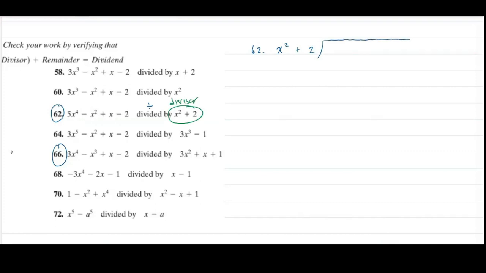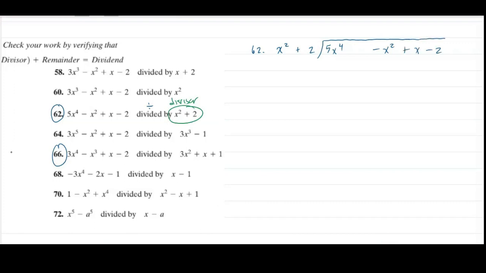And so it says 5x to the power of 4. We'll put 5x to the power of 4. And then it says minus x squared. What I'm going to do, without much explanation right now, is I'm going to put minus x squared, but after some space. Then it says plus x, and then it says minus 2.